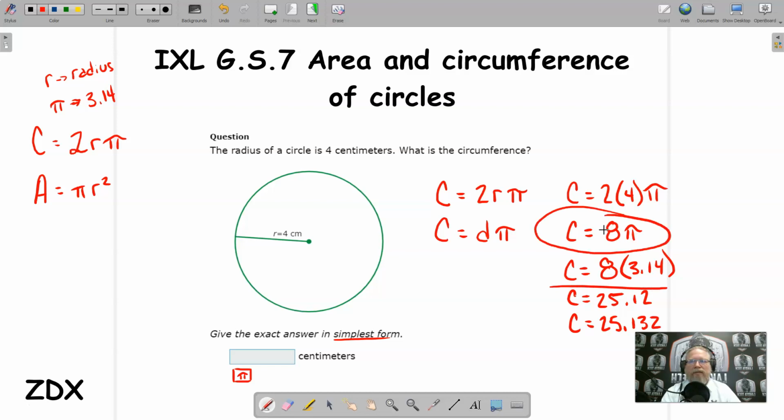They want it in terms of simplest form, so they mean in terms of pi. So when they say simplest form, and if your teacher says in terms of something, like if they say in terms of pi, that means they actually want you to use the pi symbol. Don't plug in the 3.14. Don't hit the pi button on your calculator and then round some decimals. They actually want you to use the pi button. So we're going to do 8 and then click on the pi button down there, and the answer is 8 pi.